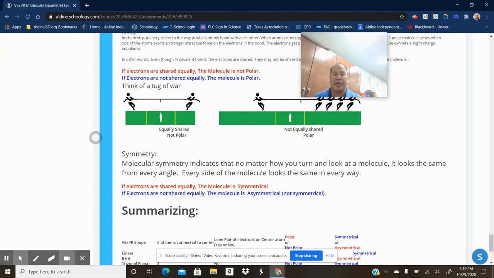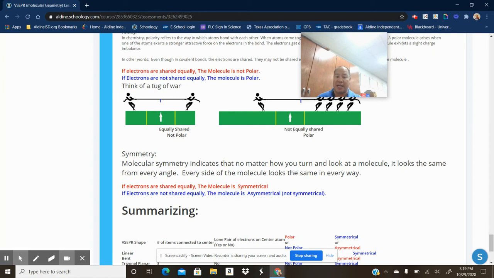Okay. The other thing is symmetry. If you look at a 3D molecule of a compound, depending on how you turn it, it's symmetrical if everywhere you turn it, it still looks the same. From this direction, it looks the same. From that direction, it looks the same. From the top, it looks the same. It all looks the same, just like identical twins. So that's when you know this molecule is symmetrical.